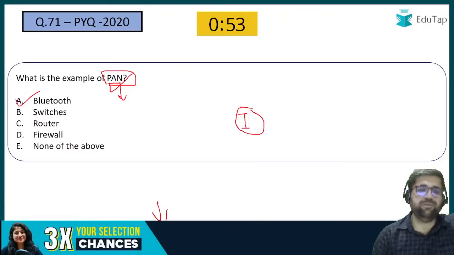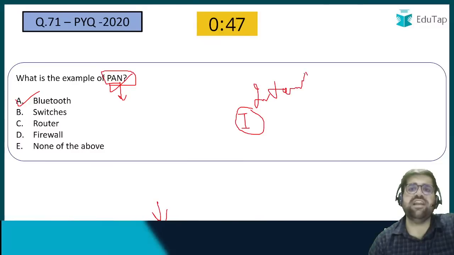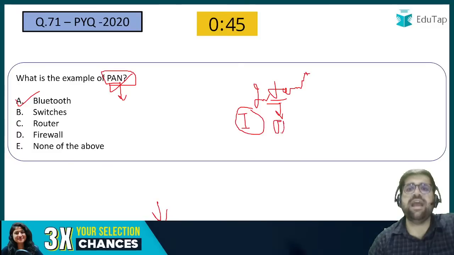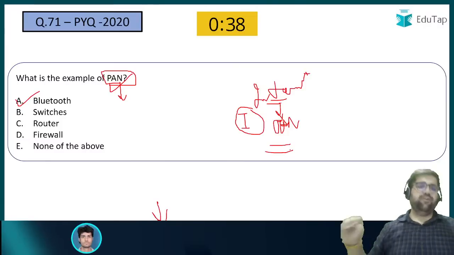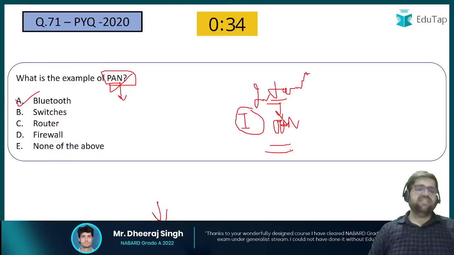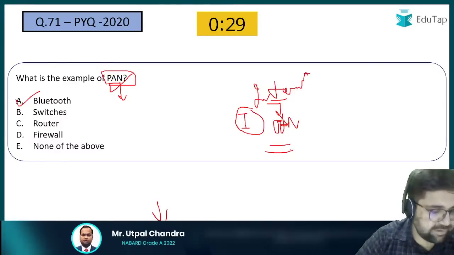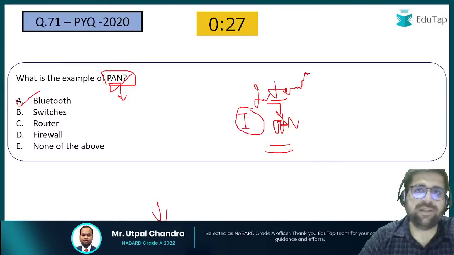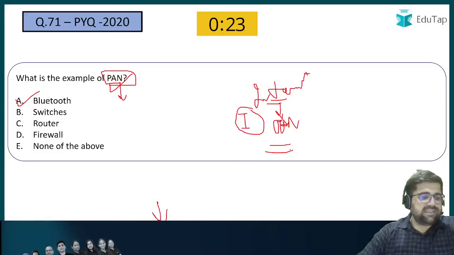Yes, Bluetooth is an example of a personal area network. Can I say internet is also an example of a personal area network? True or false? Can I make internet an example of personal area network? Shubham is saying no. Yes, the answer is no. Then internet is an example of what?